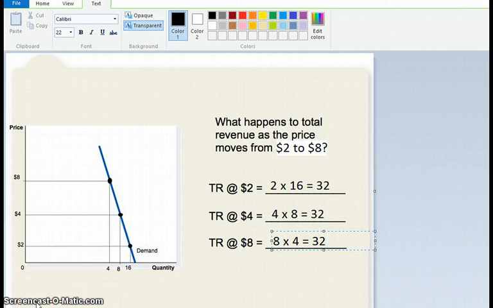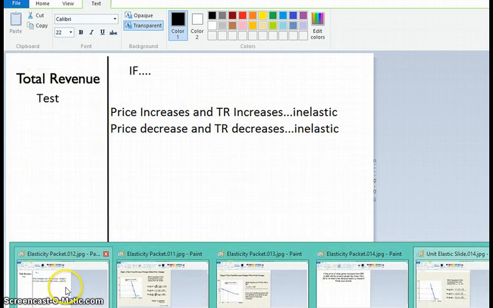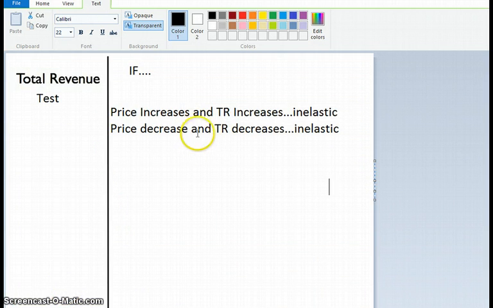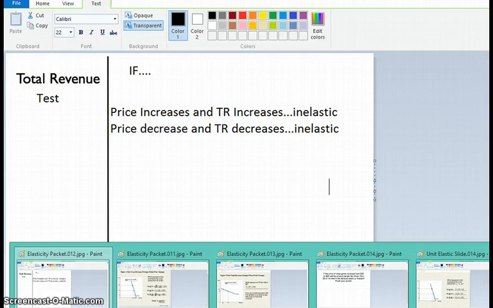So your answers should look like the ones I've got right here. And hopefully you're scratching your head going, Mr. Sutton, I don't know if this is elastic or inelastic, because your rule said that if the price and total revenue go in opposite directions, it's inelastic. If they go in the same direction, it's elastic. So I don't know what happened here.